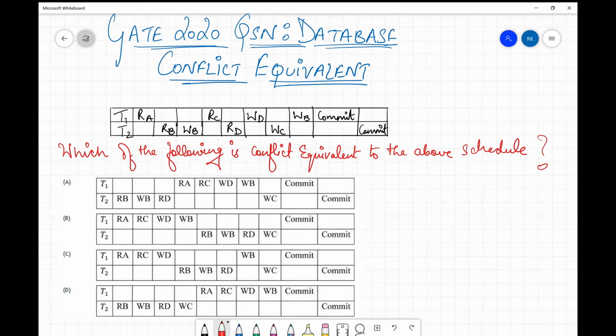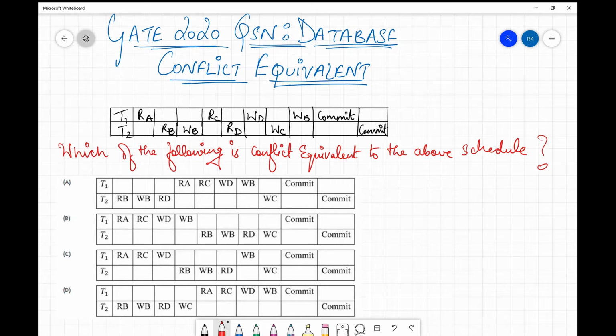In this video, we are going to discuss database conflict equivalent schedules. We have discussed them earlier as well, but in this particular session, we are going to solve a very recent question of GATE 2020 in which they have asked about the same concept. So let's see how we solve this question.